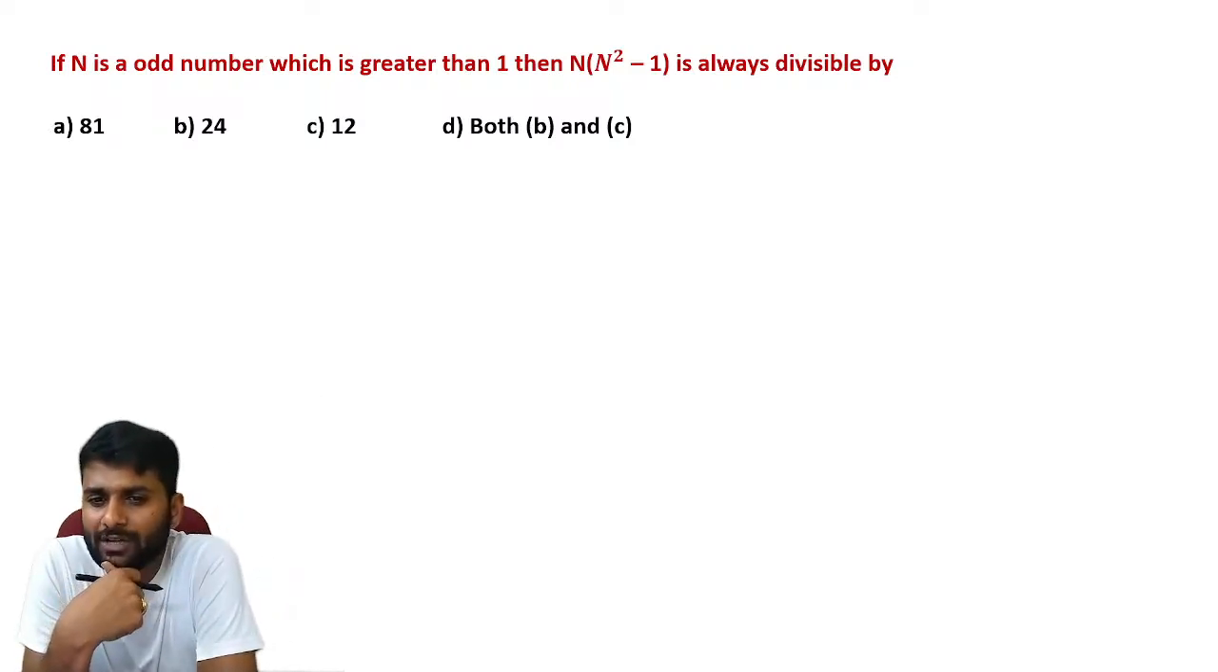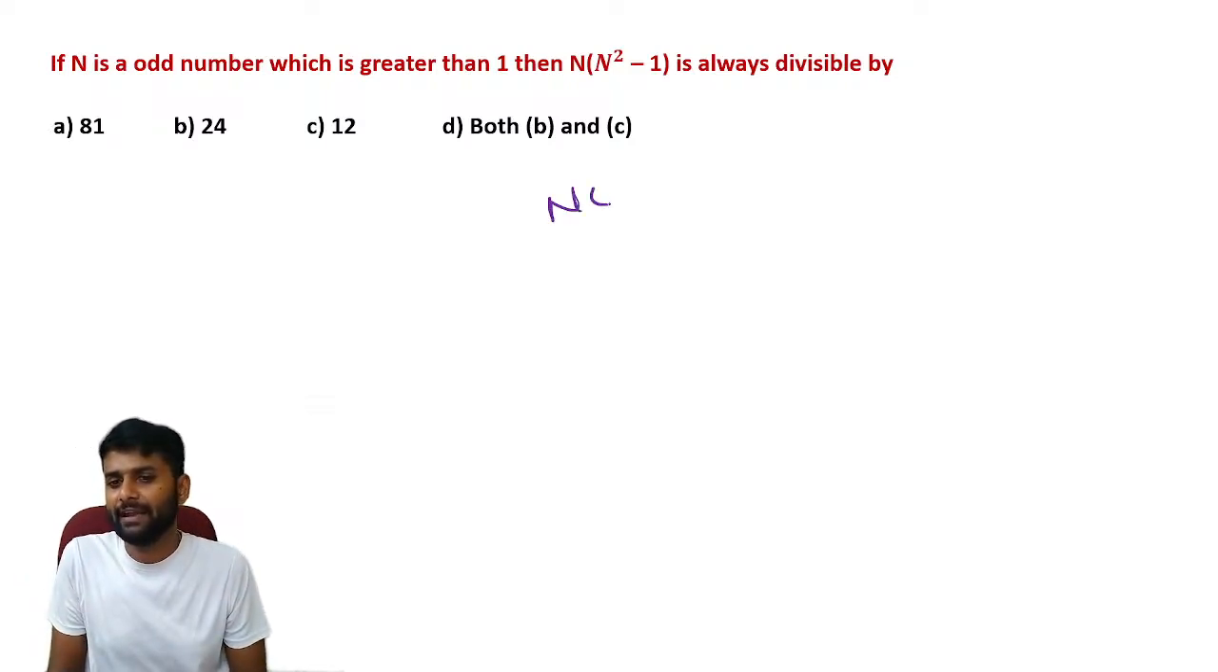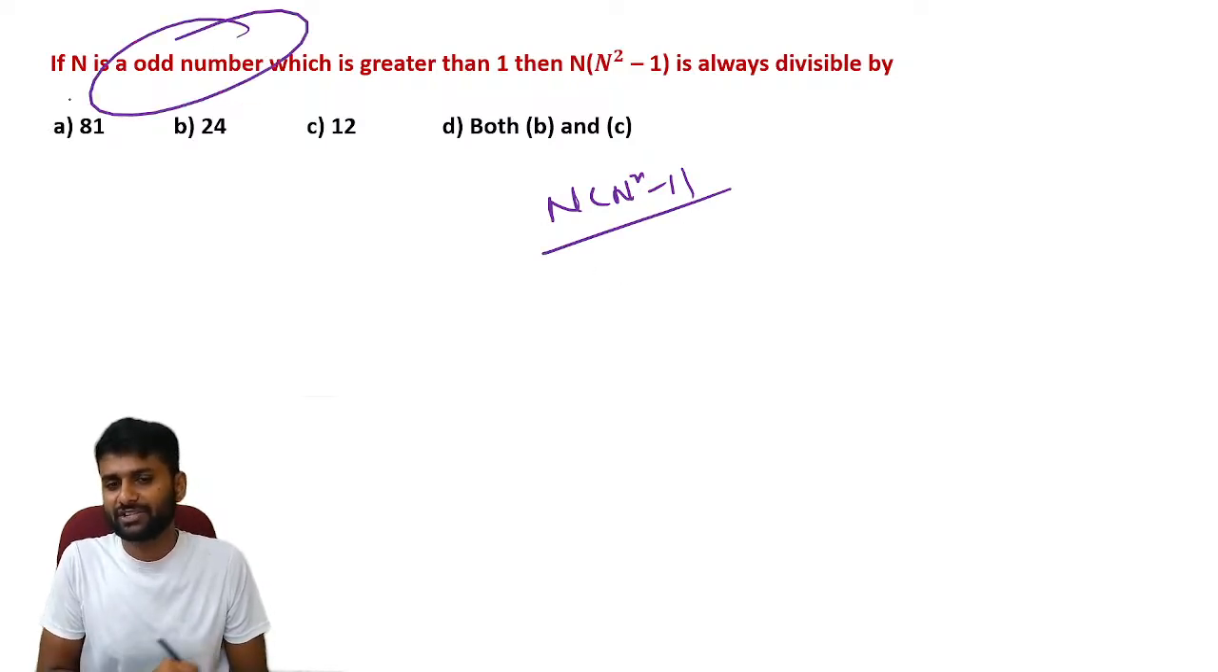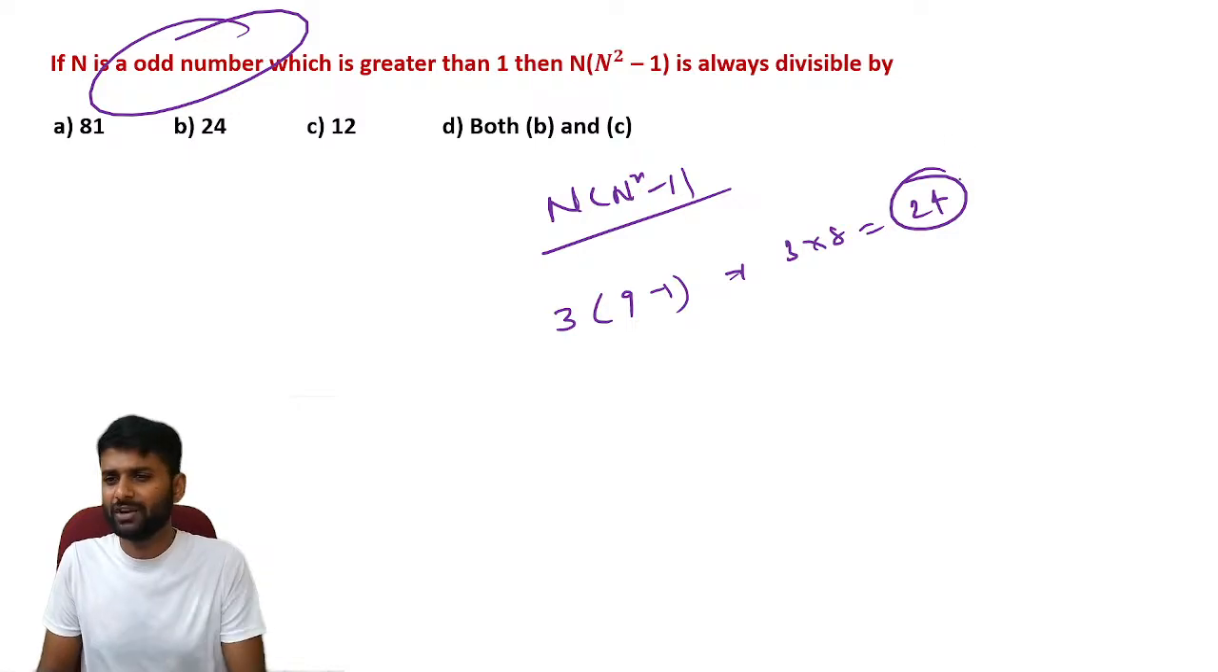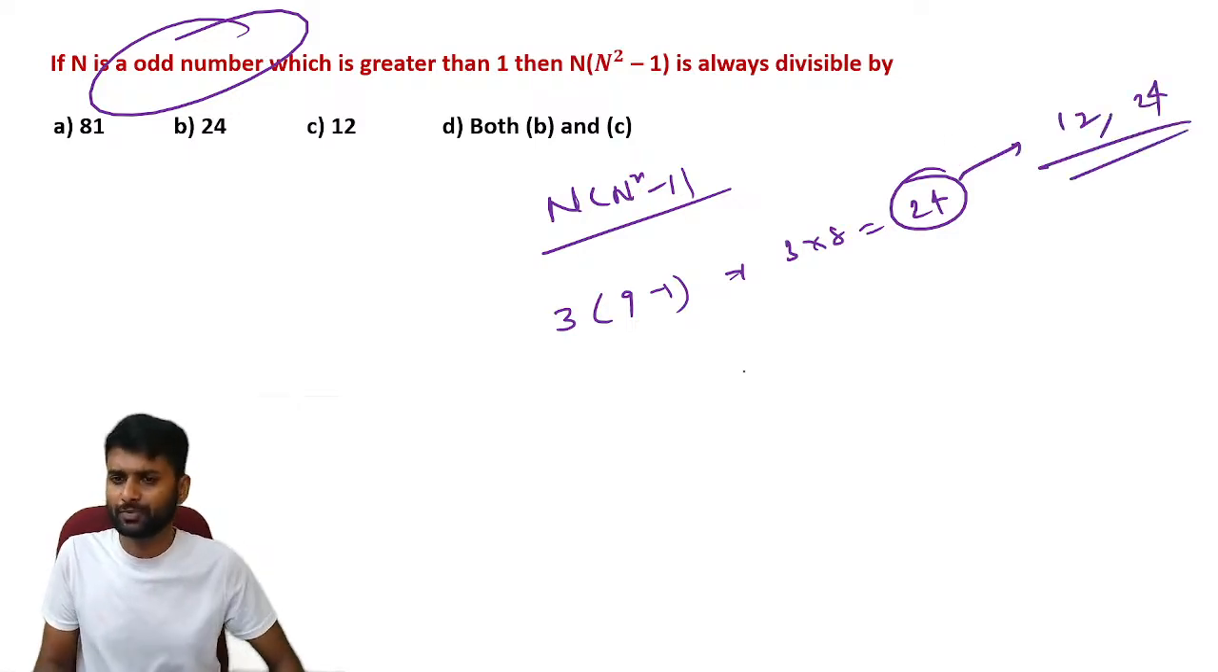Next. If n is an odd number greater than 1, the question is: n into n square minus 1 is always divisible by what? Clearly it says n is an odd number. Let's take 3. 3 square is 9, minus 1. So 3 into 8 is equal to 24. So 24 is divisible by 12 and 24. These are the two according to the options.